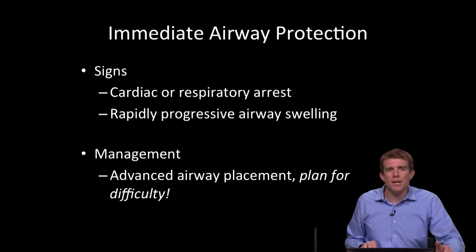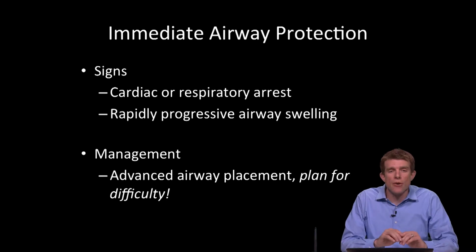Those requiring immediate airway protection are those having cardiac or respiratory arrest, or those who are obviously having a rapid progression of airway swelling and obstruction. In these patients, you must immediately intervene and plan for a difficult airway. You don't want to try to place an LMA or any other upper airway device. You want to get full control of that airway by doing endotracheal intubation. However, given the swelling and the difficulty in these patients, you need to be ready to perform a surgical airway or a cricothyrotomy if you fail to get that airway.